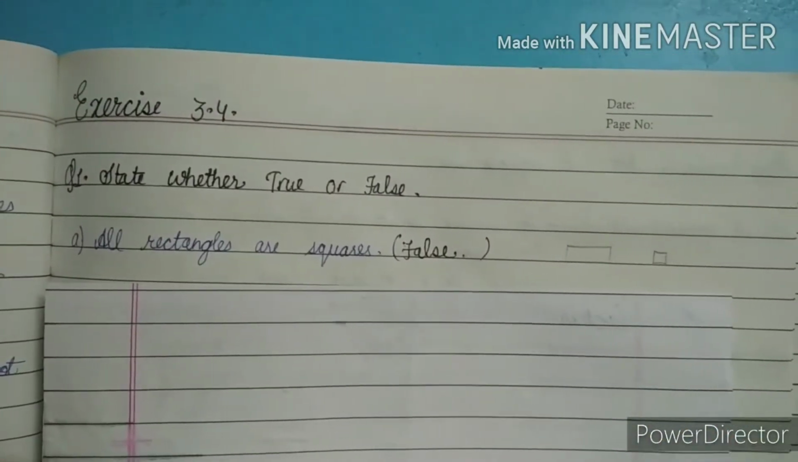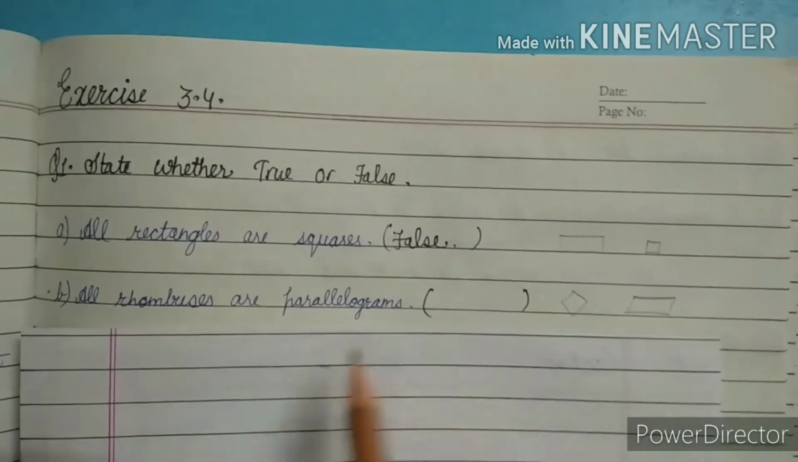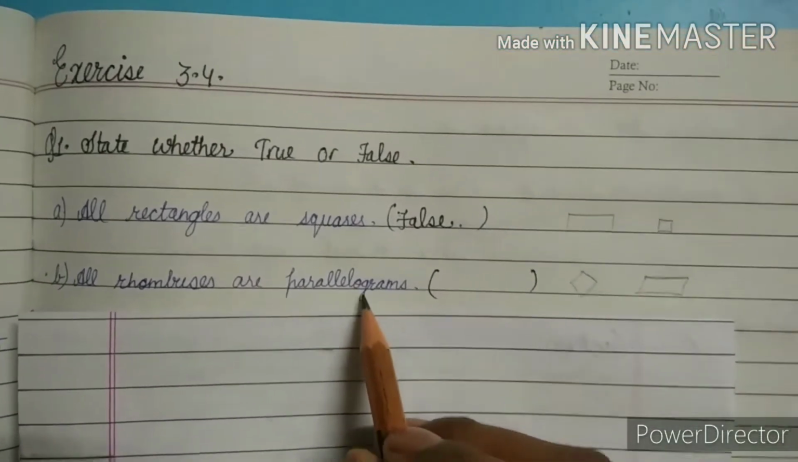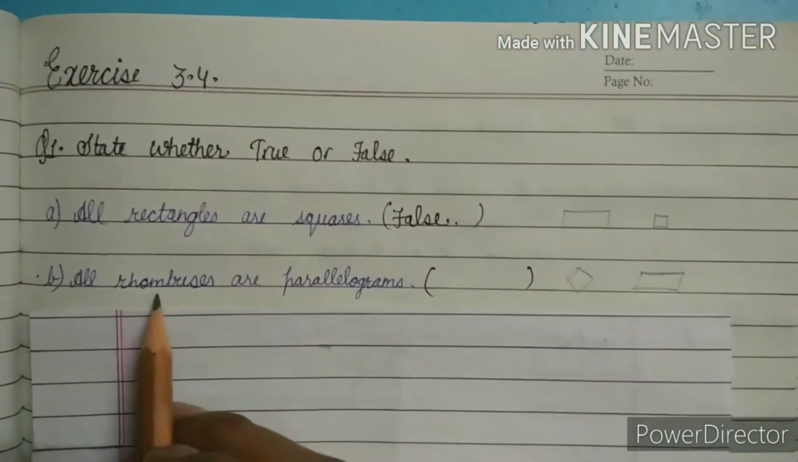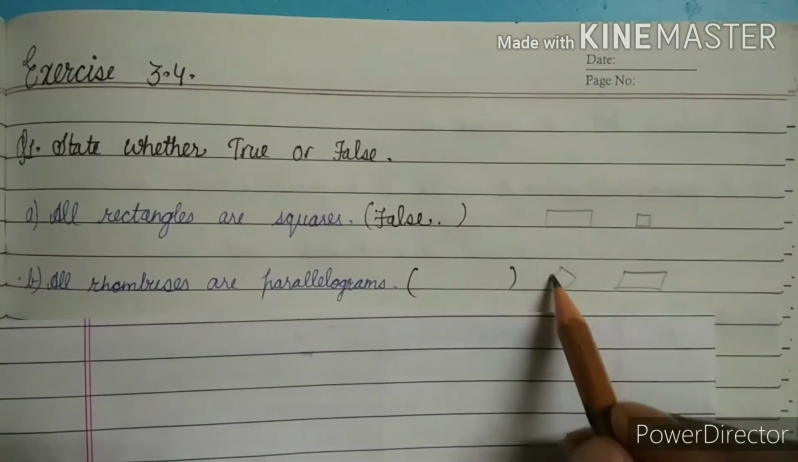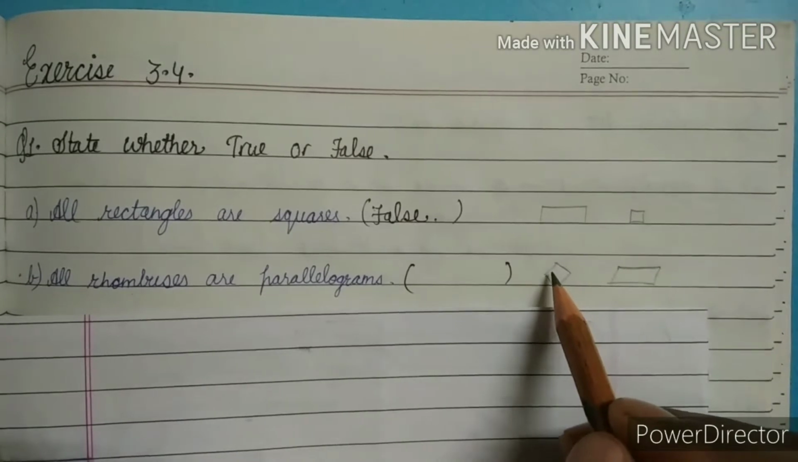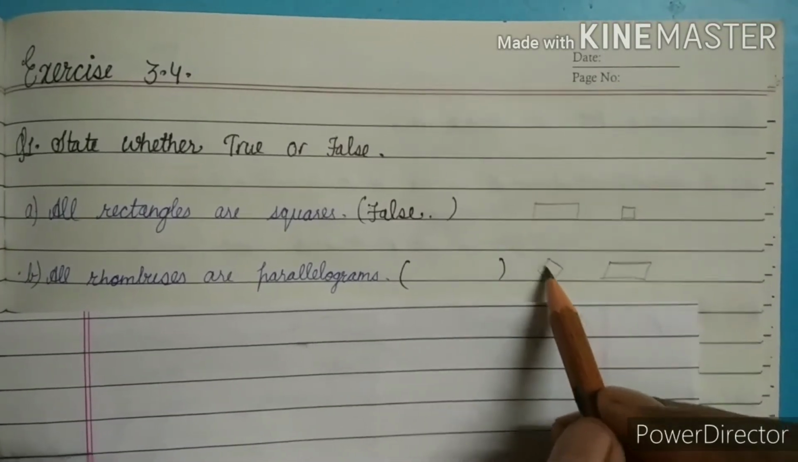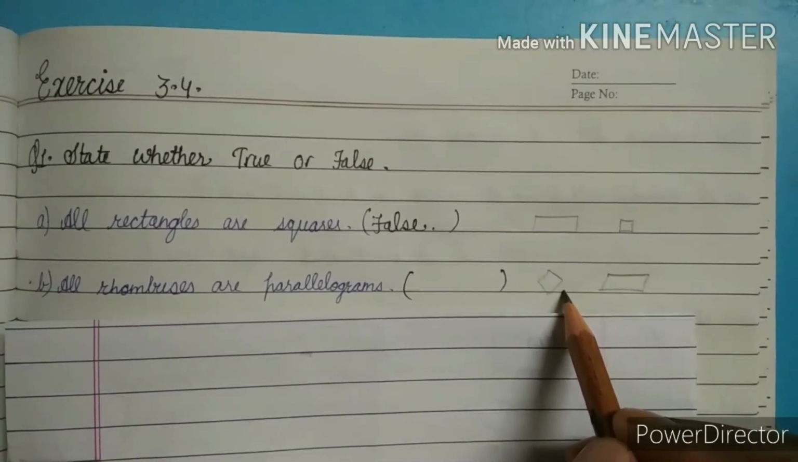Second is all rhombuses are parallelograms. It means in the rhombus we have all sides equal and each side is parallel to its opposite side.